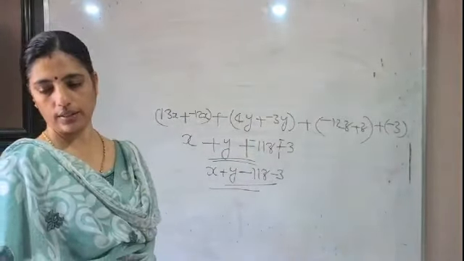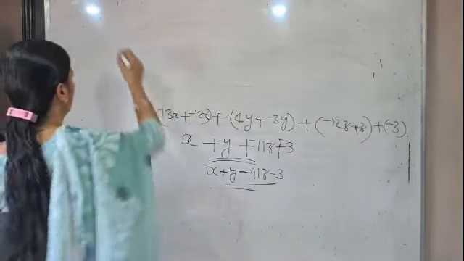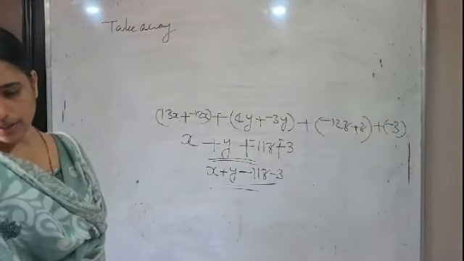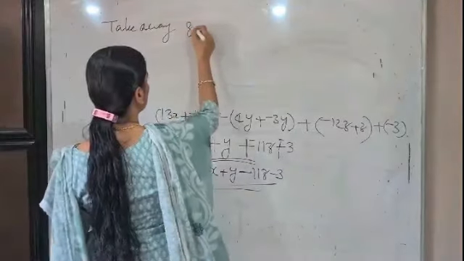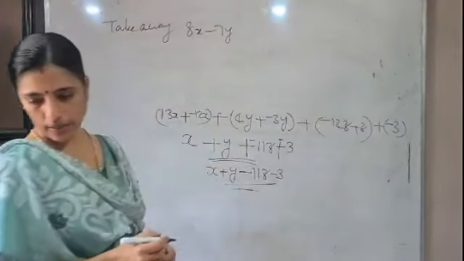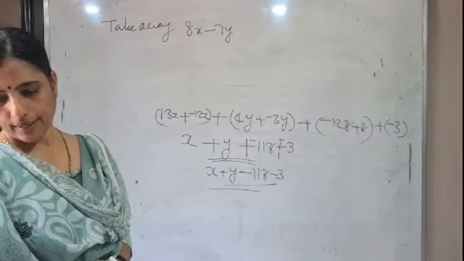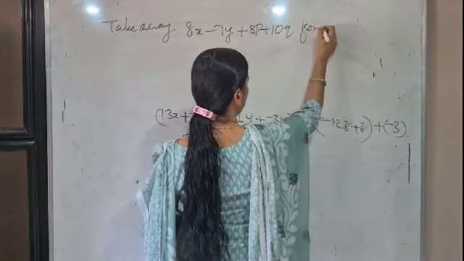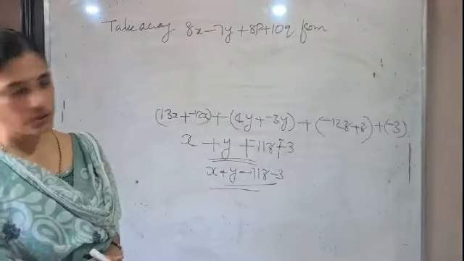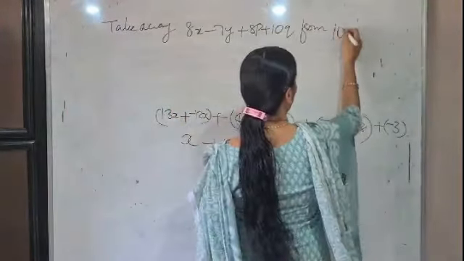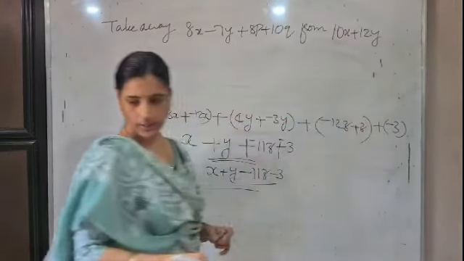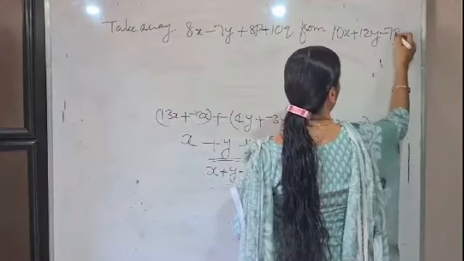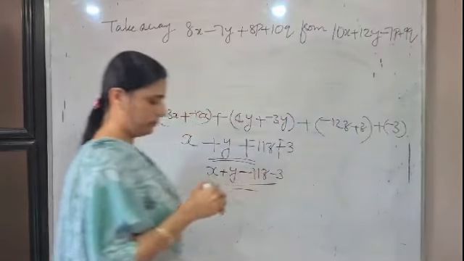Next we are doing another example. Take away 8x minus 7y plus 8p plus 10q from 10x plus 12y minus 7p plus 9q. Clear?